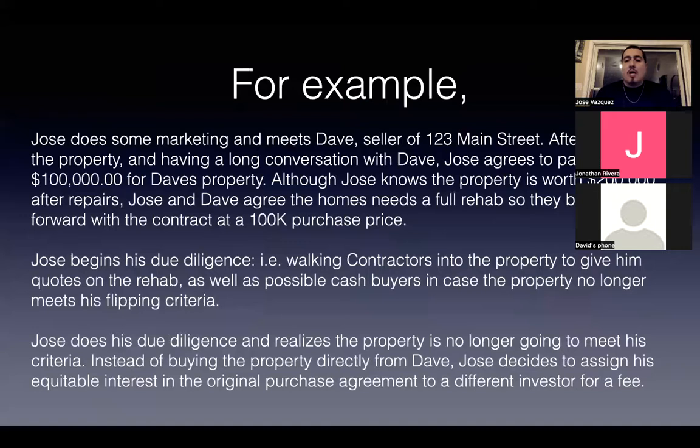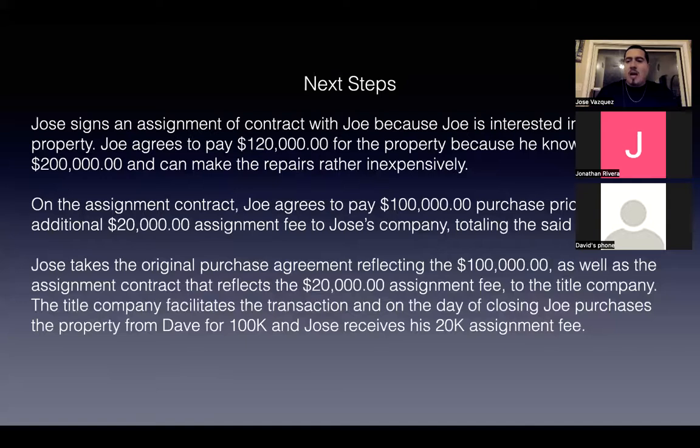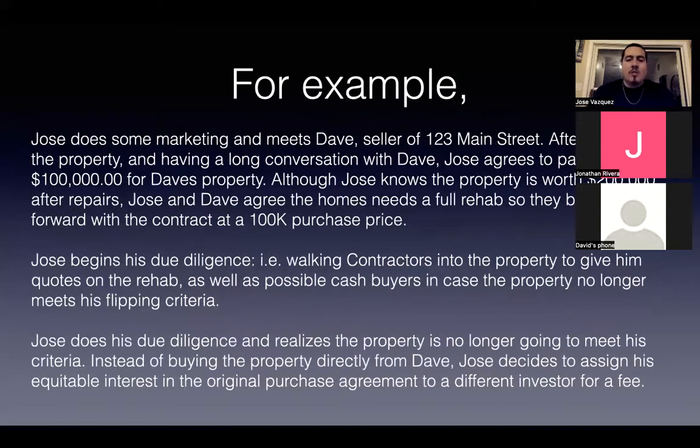Now, I'm going to give you a real life example, and this will be a little verbatim, so that you guys can get the full scope of what's going on. So Jose does some marketing and meets Dave. Dave is the seller of 123 Main Street. After looking at the property and having a long conversation with Dave, Jose agrees to pay Dave $100,000 for his property. Although Jose knows the property is worth $200,000 after the repairs, Jose and Dave agree the home needs a full rehab, so they both move forward with the contract at a $100,000 purchase price.